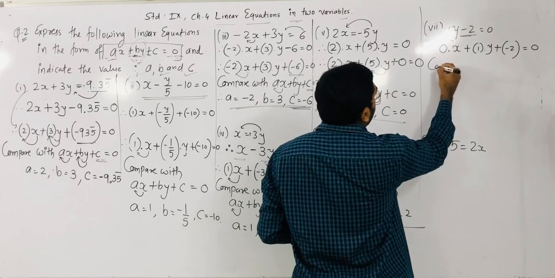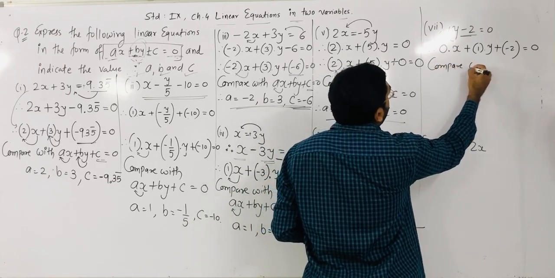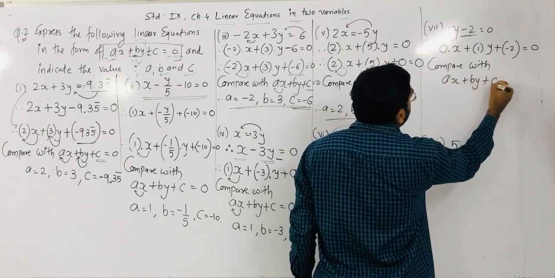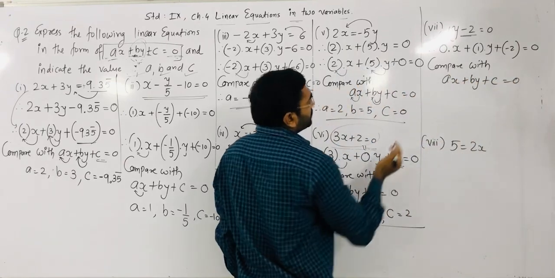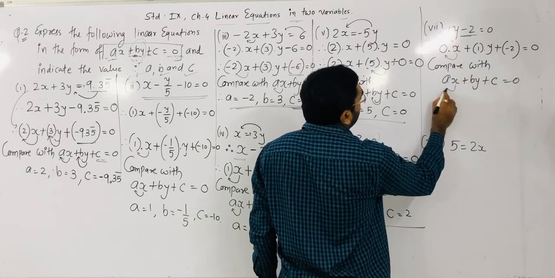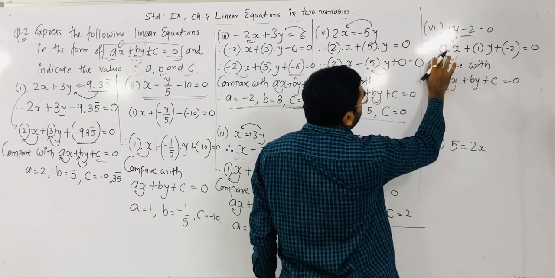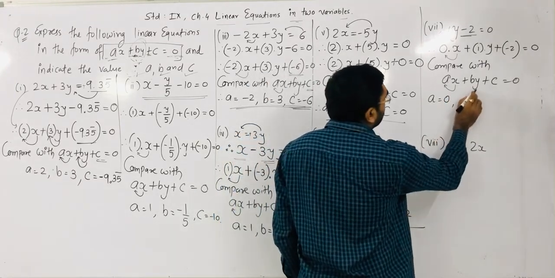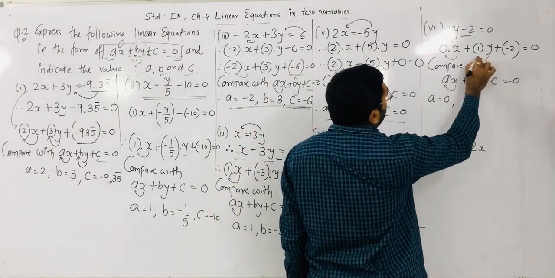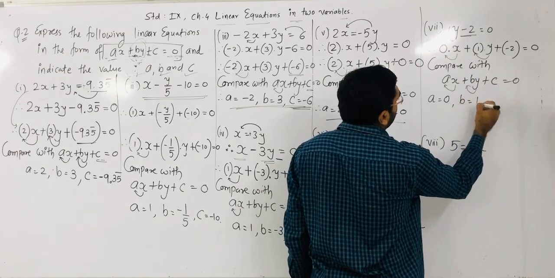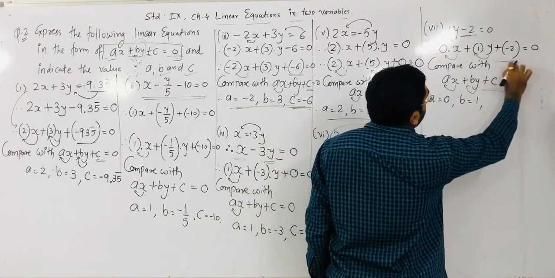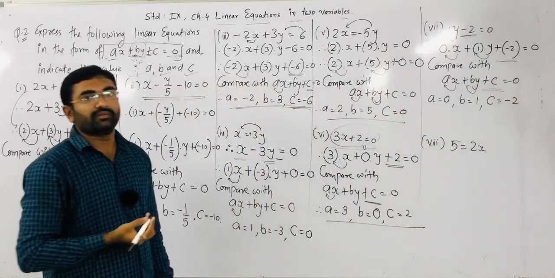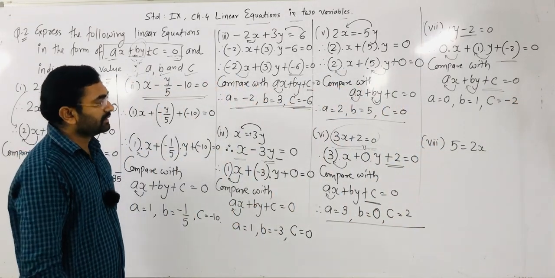Right? Now we have to compare with our general form. So compare with ax plus by plus c is equal to 0. So the x coefficient in the general form is a, and in the given equation it is 0. So a is equal to 0. Here the y coefficient is b. Here the y coefficient is 1. So b is equal to 1. And the last is c, which is minus 2. Right? So that way we can indicate the a, b, and c value.